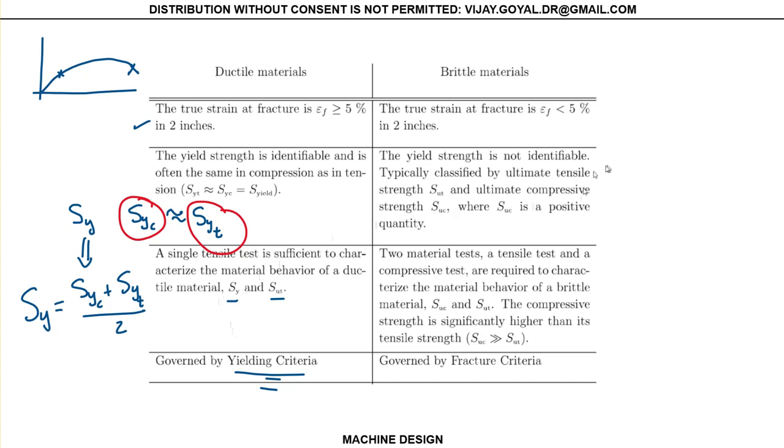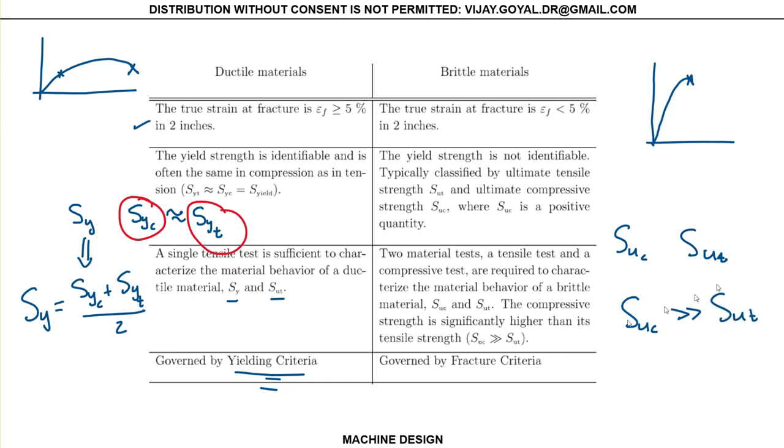Now, brittle materials, on the other hand, just don't have yield, as we talked about. So they just come here and they just fracture. So the only thing that you have here is ultimate in compression and ultimate in tension. Those are the values that you have. And typically, ultimate in compression is way bigger than your ultimate in tension. That's for brittle materials, and usually governed by a fracture criterion.